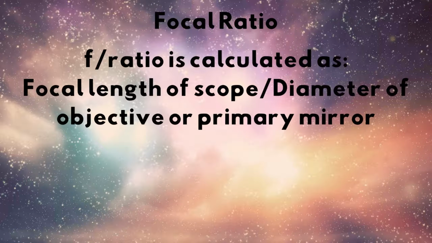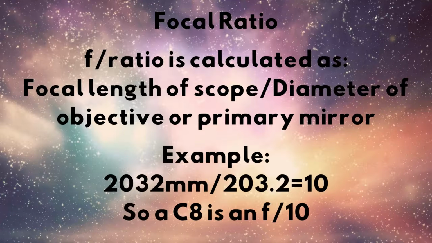For example, my C8 has a focal length of 2032 millimeters and has a 203.2 millimeter primary. 2032 divided by 203.2 is 10, so that makes this scope an F10. This is a great F ratio for viewing planets and smaller deep sky objects.